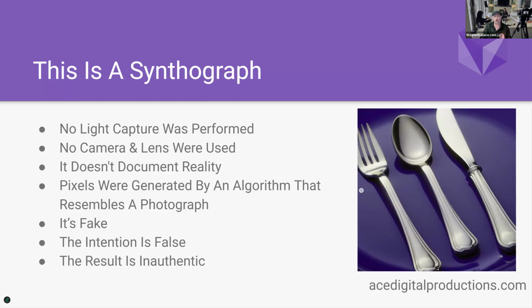This is a synthograph. Now, what is a synthograph, you may ask? Well, no light was captured, no camera or lens were used. It doesn't document reality. Pixels were generated by an algorithm that resembles a photograph, because I gave it my photograph and I said, can you make something that looks like this? And AI did that. And it gave me 20 versions. And this is a fake. Its intention is false. And the result is definitely inauthentic.